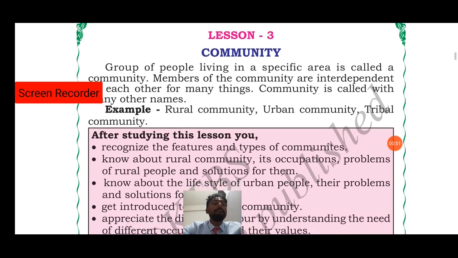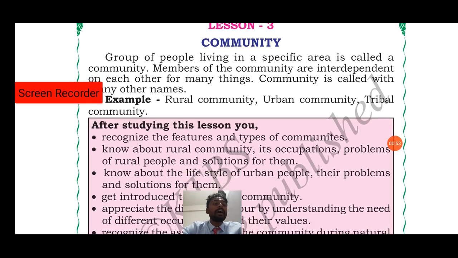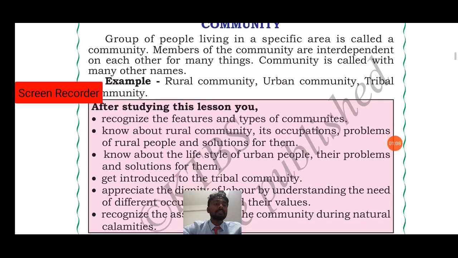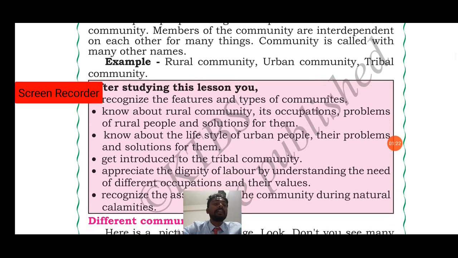See, members of a community are dependent on each other for many things. So community is called by many other names. So what are those? See students, for example, rural communities, urban communities and tribal communities.